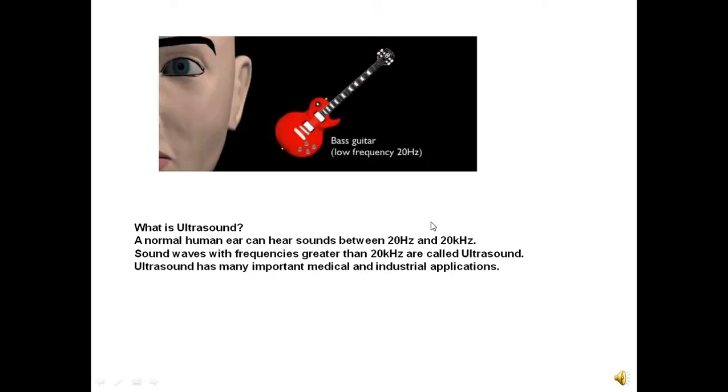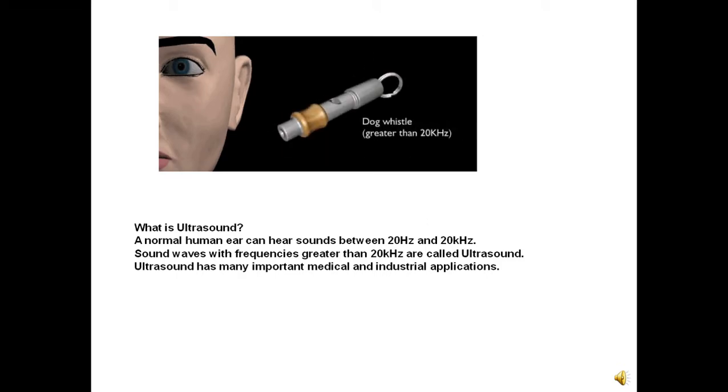So there's a bass guitar which has a frequency of 20 hertz in this particular example, and a dog whistle greater than 20 kilohertz. We can't hear that.